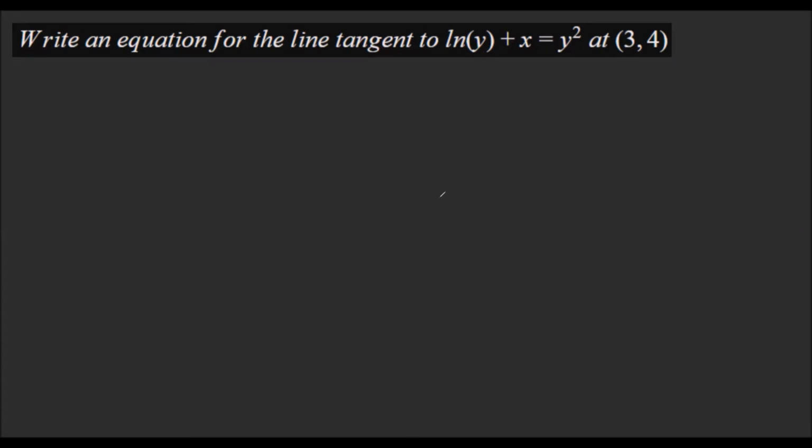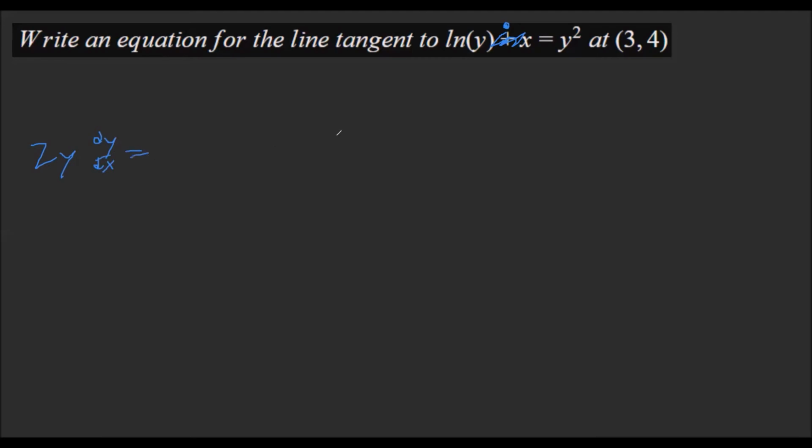We're asked to write an equation for the line tangent to natural log y plus x equals y squared at (3, 4). Now this is pretty simple. In fact, let's change this. Rather than adding the x, let's multiply the x. Okay, so we have to find the derivative of both sides with respect to x. Let's start off with the right side, because the left side is a bit more complicated. The derivative of y squared is 2y dy/dx.